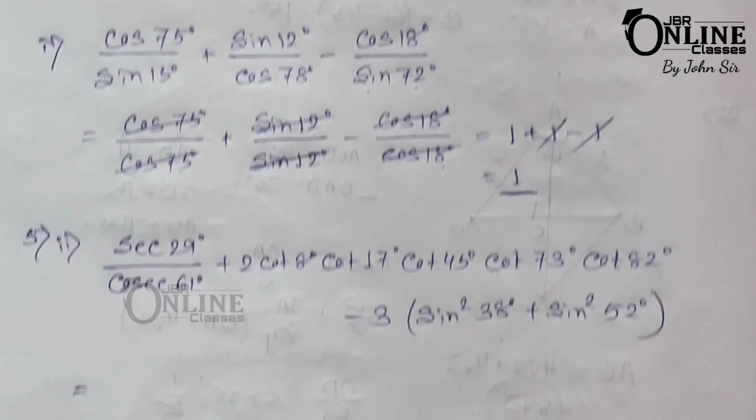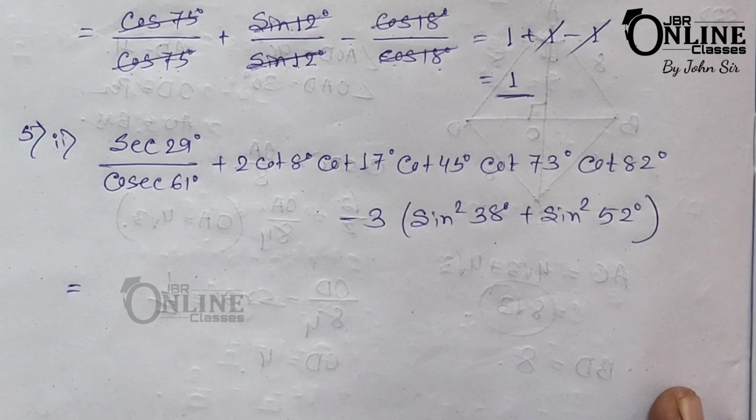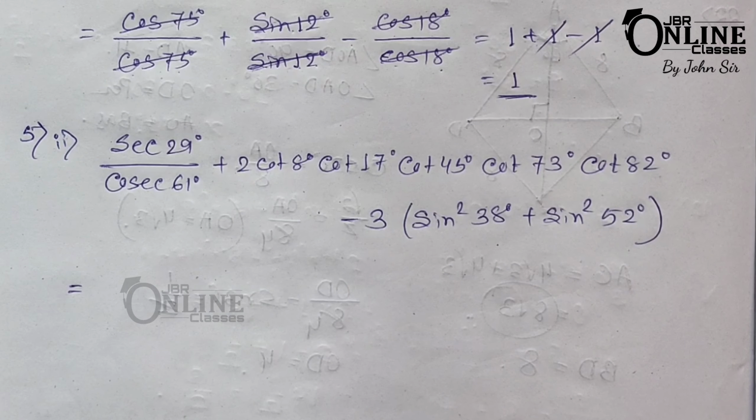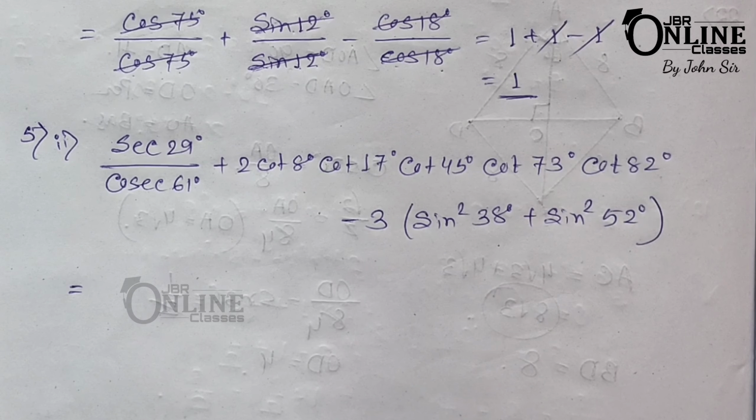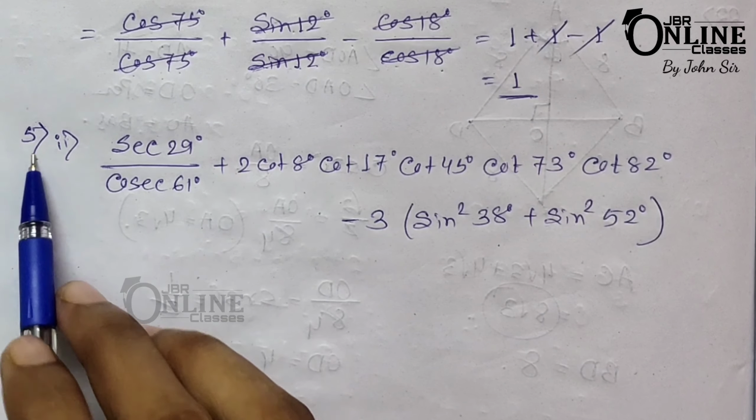Now next, sum number 3 and sum number 4 are very easy. In each and every problem you just have to use the 90 degree minus theta formula, and then you can solve the problem. So here sum number 5, 2.